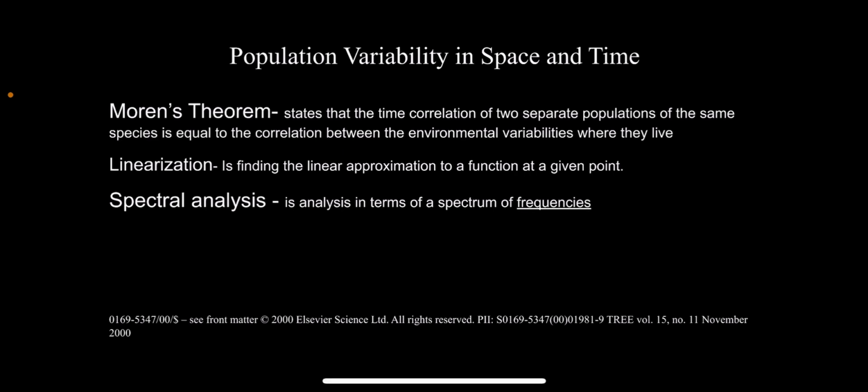One of the readings we did was called Population Variability in Space and Time. It talked about Moran's theorem, which states that the correlation in time of two separate populations of the same species is equal to the correlation between the environmental variabilities where they live, as well as linearization, which is finding the linear approximation to a function at each given point, as well as spectral analysis. This is an analysis in terms of the spectrum of frequencies.